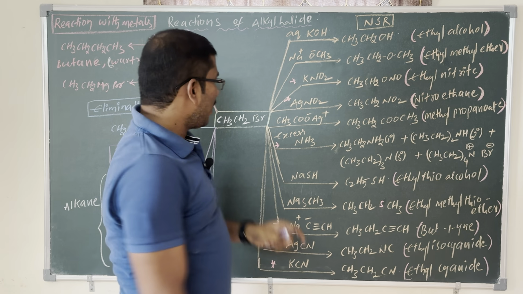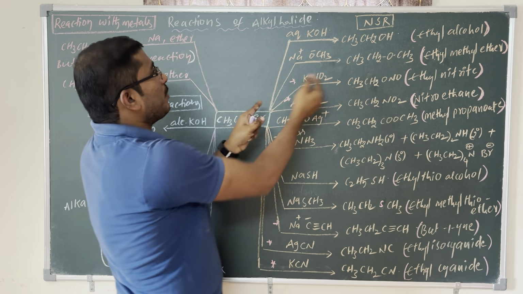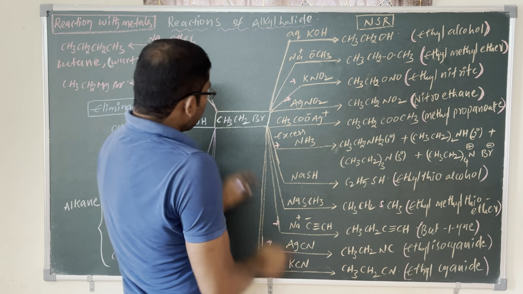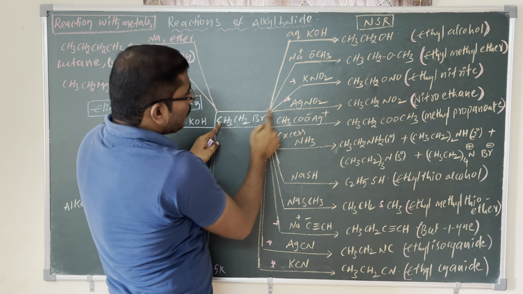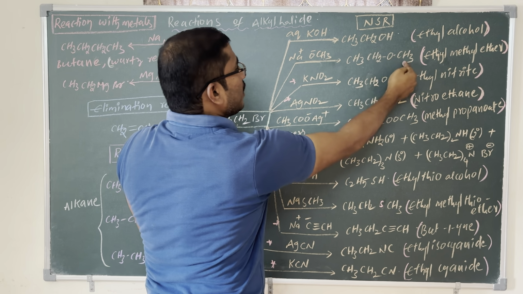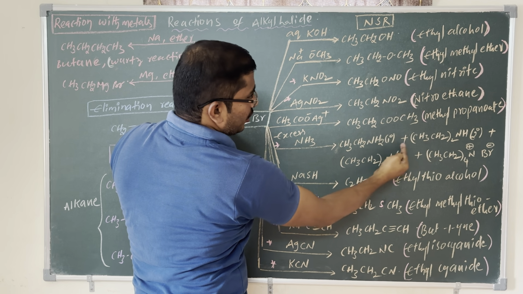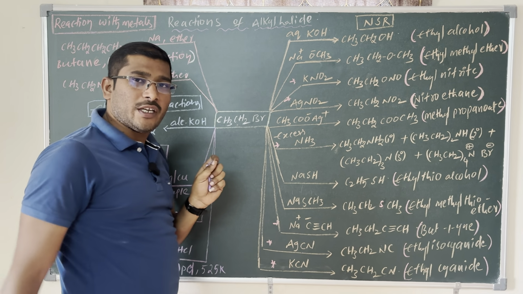Okay, students. Already, what is the nucleophile? That nucleophile will be substituted by another nucleophile. See here, the ethyl group is common. In the case of the ethyl group being common, only the bromine atom is replaced by all the nucleophiles here. Okay, so like that, you have to keep in mind.